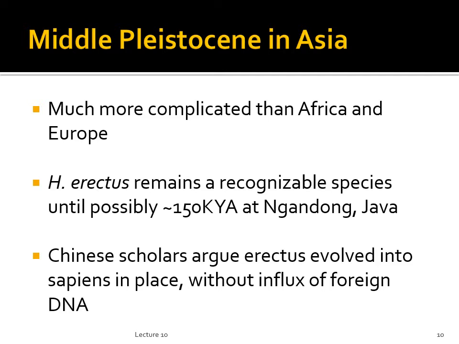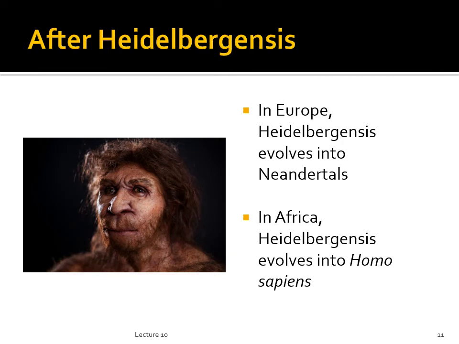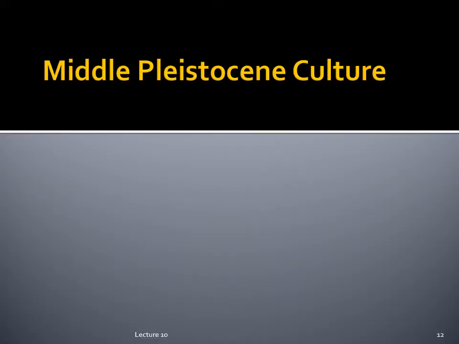Exactly what happened in Asia during this period is still very much up in the air. We'll discuss several different theories about this controversy in the next lecture. Outside of Asia, though, at the end of the Middle Pleistocene, we have Heidelbergensis in Africa and Europe, and possibly in parts of Western Asia. Generally speaking, most people agree that the European populations evolved into Neanderthals, and that African populations became Homo sapiens. Before we move on to a closer look at Neanderthals, let's look at the culture of Heidelbergensis.